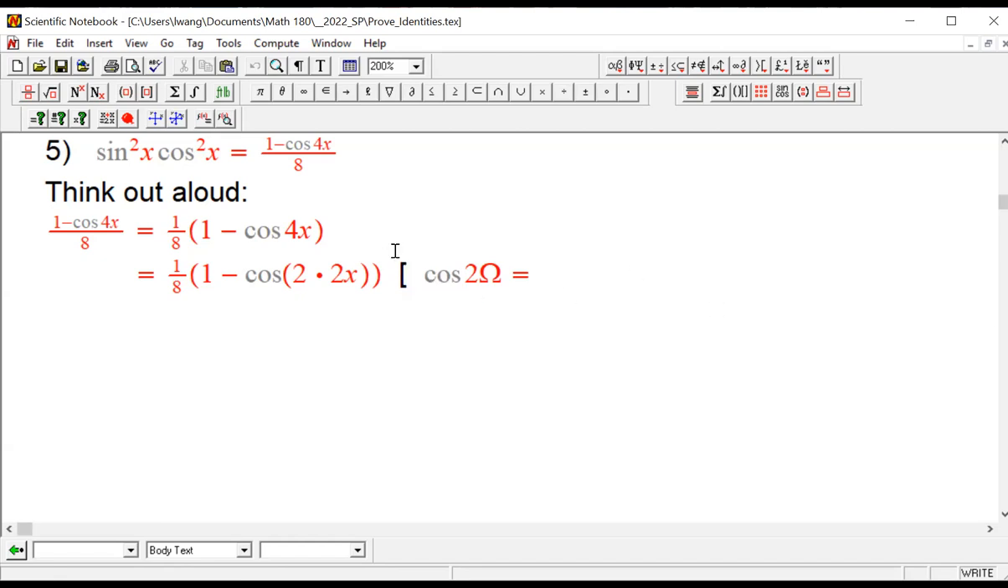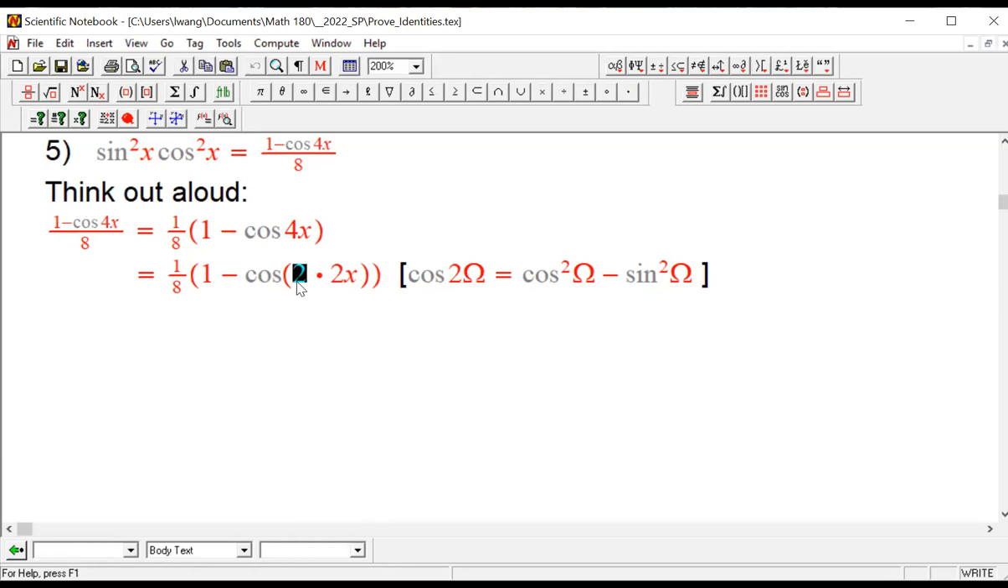Even though this is scratch paper, I still want to keep it somewhat organized, especially since I'm doing this in front of you. So my thinking is, which one do I use? Do I use cosine squared of omega multiplied by sine squared of omega? Could I try this? Of course I can. So in that case, my cosine 2 times omega, so my 2x is omega, right?